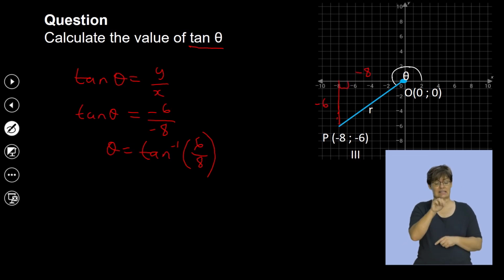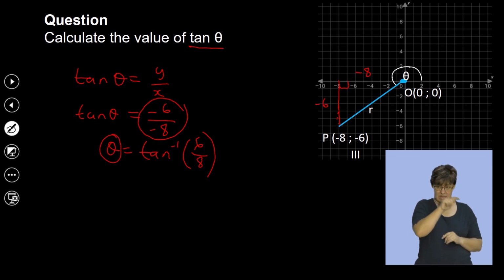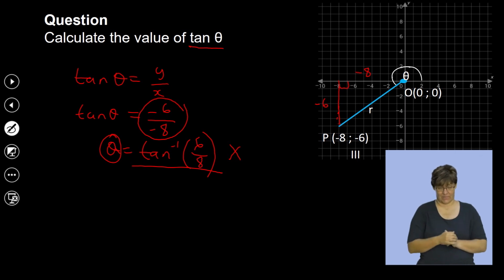Now, as I'm thinking about this, I saw something here. The answer of tan theta will actually be negative 6 over negative 8, which is just 6 over 8. But if we were to find the actual theta, we will then use the second function. So you only use the second function if you are trying to find the theta.